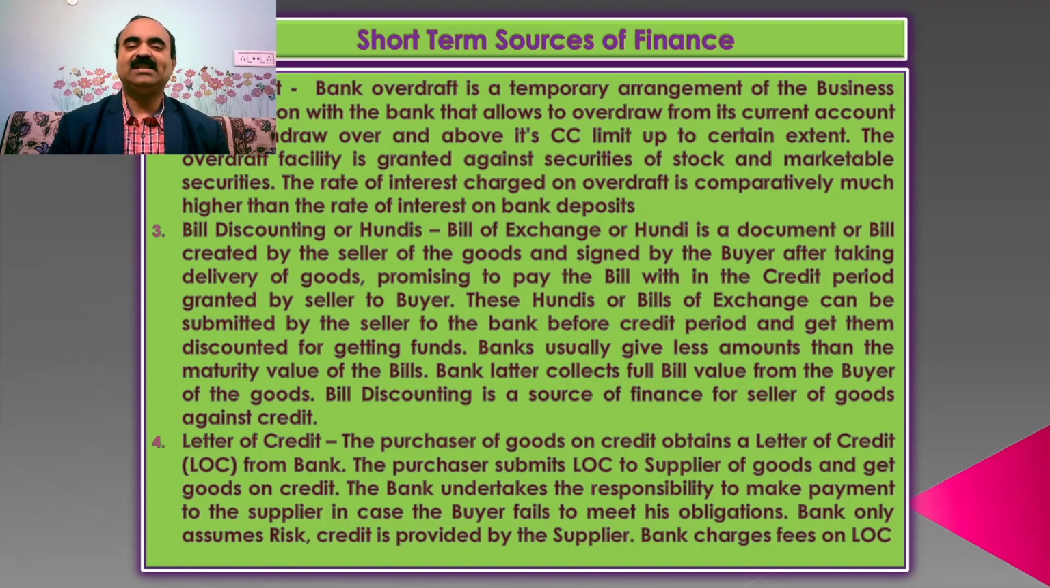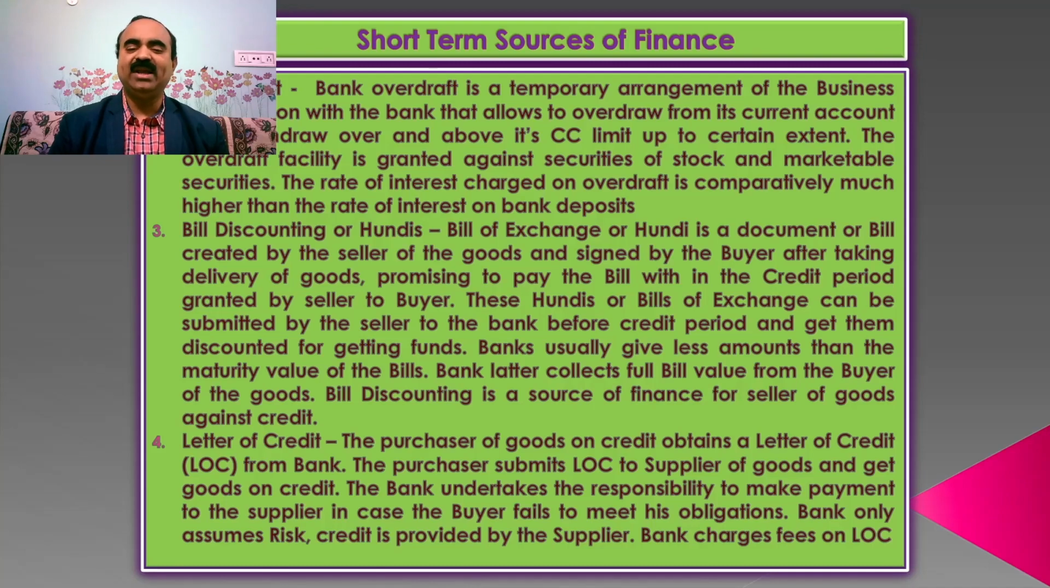3. Bill discounting or hundies. Bill of exchange or hundi is a document or bill created by the seller of the goods and signed by the buyer after taking delivery of goods, promising to pay the bill within the credit period granted by the seller to the buyer. These hundies or bills of exchange can be submitted by the seller to the bank before the credit period ends and get them discounted for getting funds.